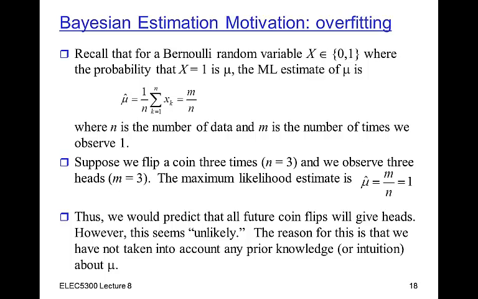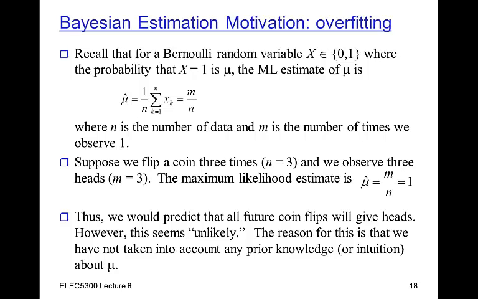This is part 3 of lecture 8 of LEC 5300. We're going to start talking about Bayesian estimation. Bayesian estimation extends the idea of maximum likelihood estimation to incorporate the idea that we have some knowledge about reasonable values of the parameters in advance. To motivate that, let me give you an example.